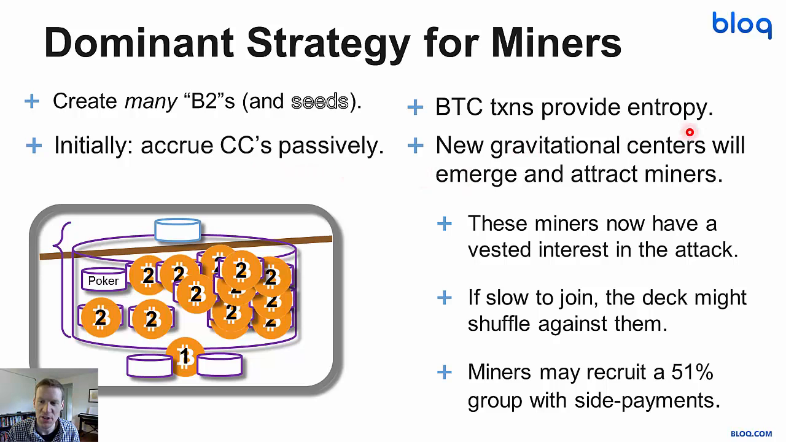These new what I'm going to call gravitational centers will emerge and attract miners, because there will be some groups of miners that have a high percentage of hash rate, and they also have, between them, a lot of compliance credits. On one or two or three or four of these, there will be a Bitcoin 2 where they have all this money. And these miners will have a vested interest in the attack succeeding now. If they want to join a coalition and don't join one soon, the deck might shuffle against them.